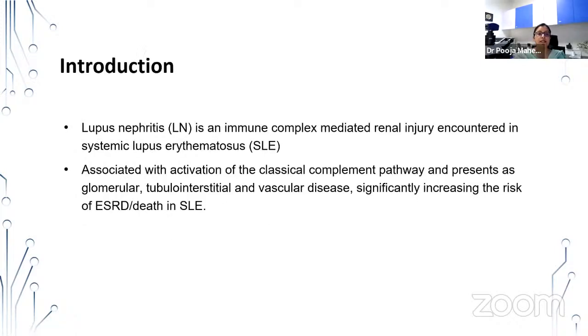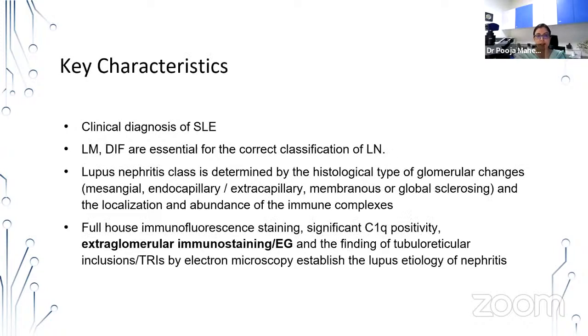So lupus nephritis, as you all know, is an immune complex mediated renal injury encountered in SLE, and it is associated with activation of the classical complement pathway and presents as glomerular, tubulointerstitial, and vascular disease. And it significantly increases the risk of ESRD or death in SLE.